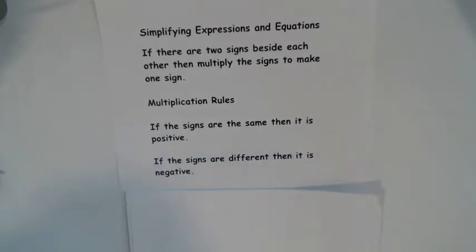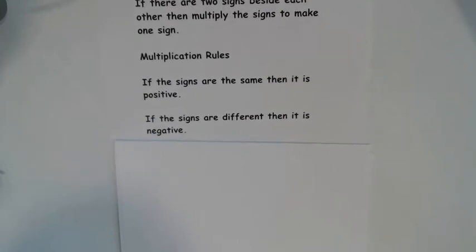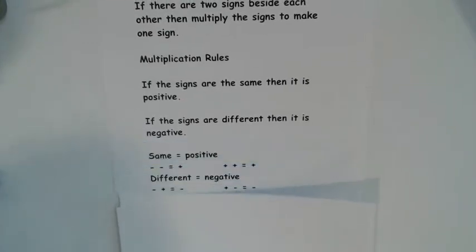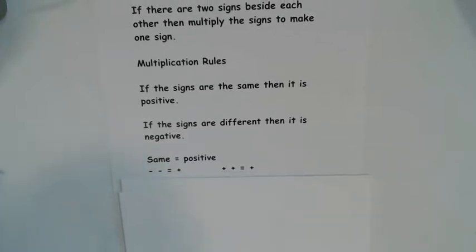The other multiplication rule we need to remember is this. If the signs are different, your answer is always going to be negative. That means if I take -2 times 3, -6. -8 times +2, -16. If the signs are different, you're going to write down just one negative sign in that spot. Now sometimes people like to write this like this, meaning same, positive.